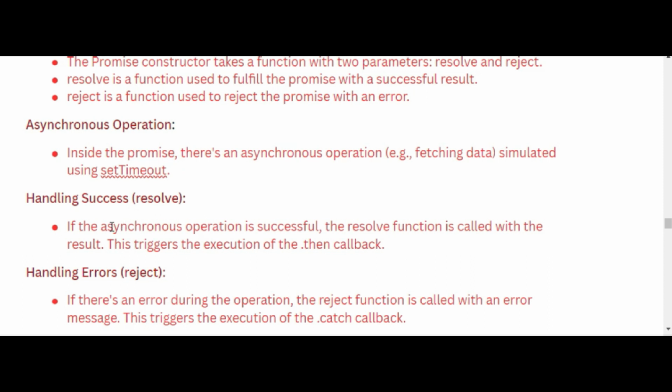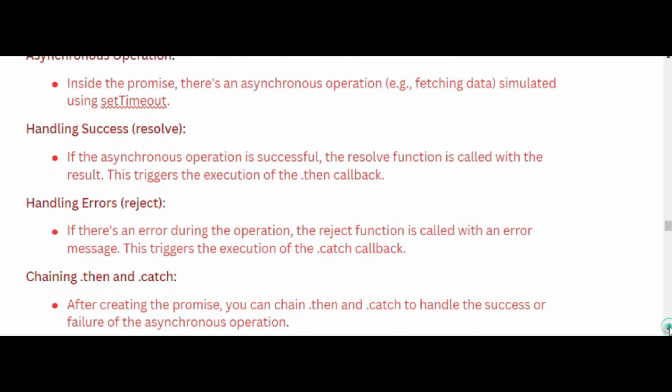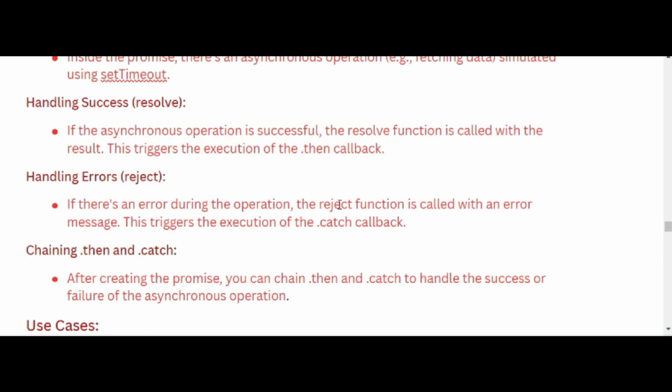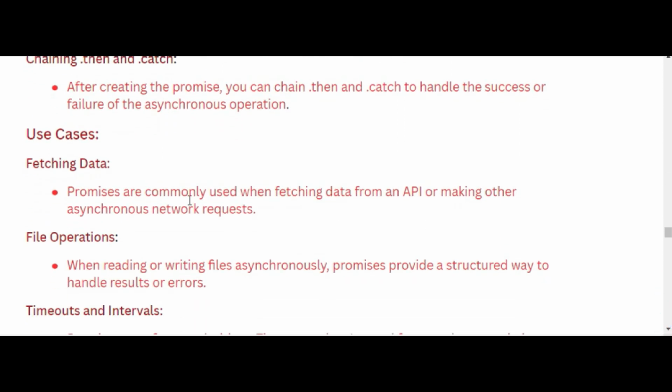Handling success with resolve: if the asynchronous operation is successful, the resolve function is called with the result. This triggers the execution of the .then callback. Handling error with reject: if there is an error during the operation, the reject function is called with the error message. That triggers the execution of the catch callback. Chaining .then and .catch: after creating the promise, you can chain .then and .catch to handle the success or failure of the asynchronous operation.